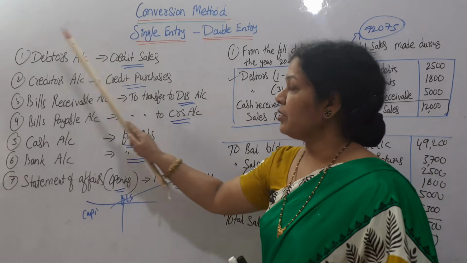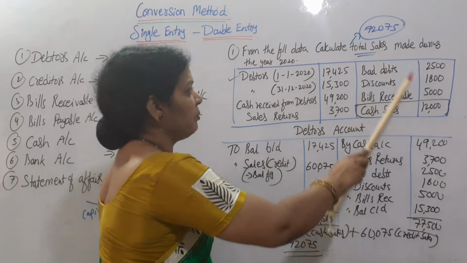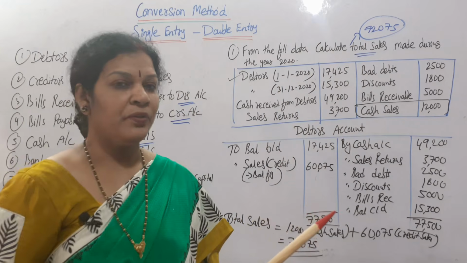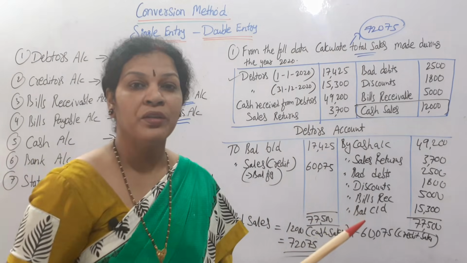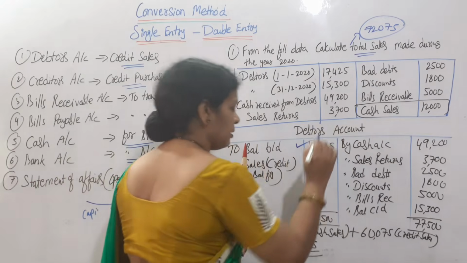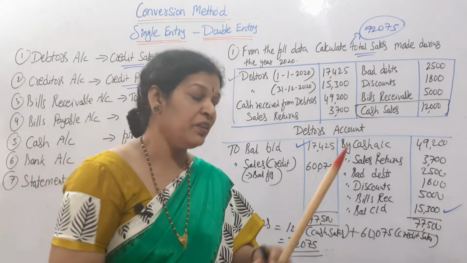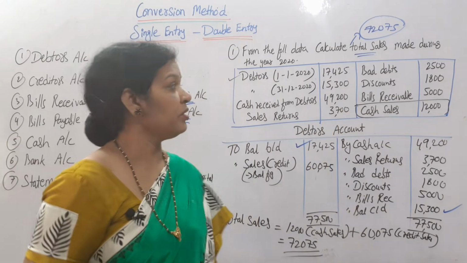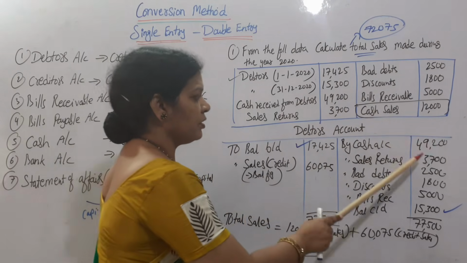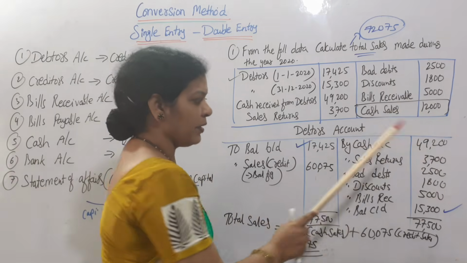Now related to this debtors account, how do we open it? A small problem I have taken. What is the information given? Some information is related to the debtors only, asking us to calculate the total sales. We first open the debtors account to find out the credit sales. Always remember the debtors account will start with the opening balance on the debit side and the closing balance on the credit side. In between, almost everything comes on the credit side only. What is given? Cash received from debtors 49,200, it is here. Sales returns 3,700, bad debts 2,500, discounts 1,800, bills receivable 5,000.